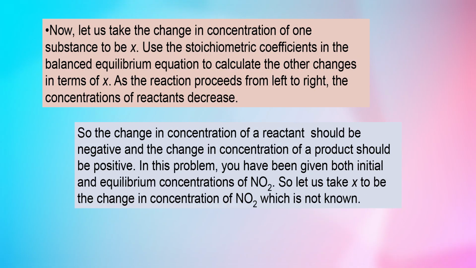Next, you see, you have to assume certain things to go on with the calculation. So, you take the change in concentration of one substance to be x. Okay? So, let us take the change in concentration of NO2 as x. So, what are the unknowns now?